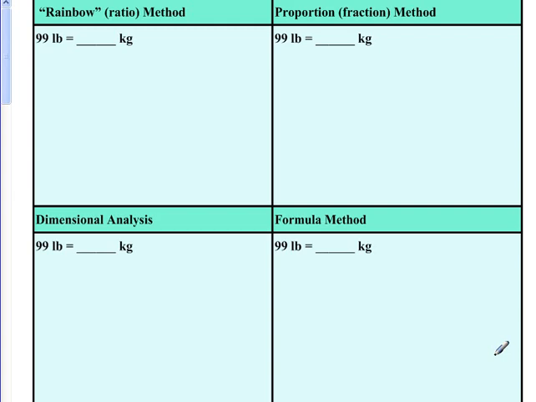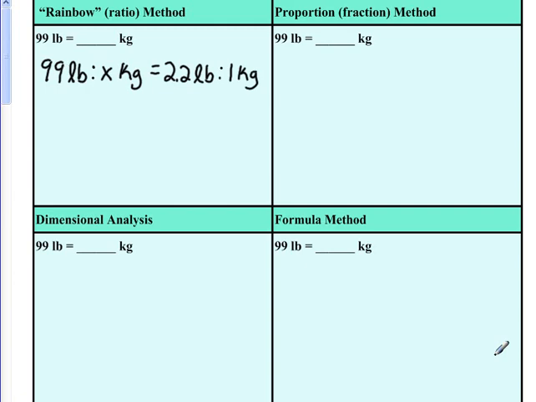We want to take 99 pounds and change it to kilograms. We're going to set this up as a relationship using a colon. We'll take 99 pounds, use a colon, and show the relationship to an unknown number of kilograms. We will then set this equal to what we know about the relationship between pounds and kilograms. We should have memorized that 2.2 pounds is equivalent to 1 kilogram.